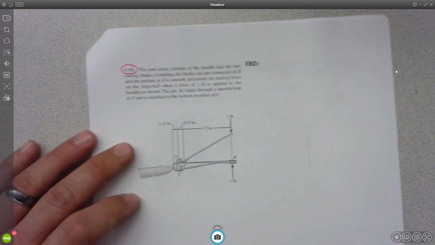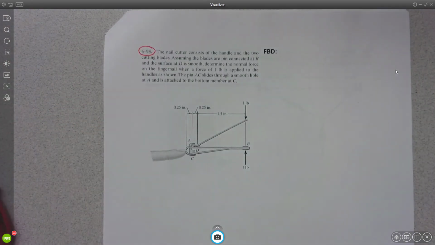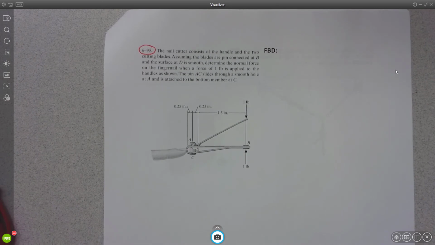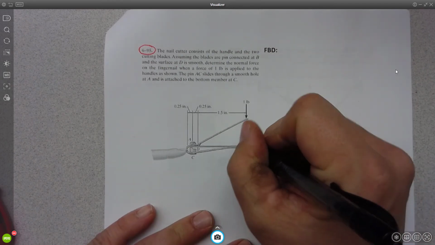10 minutes. So we've got time for maybe one more. Which student's choice? What do you want to see? Frames and machines. You want to do the fingernail clipper? All right. The nail cutter consists of the handle and the 2 cutting blades. Assuming the blades are pin connected at B, pin connected, what does that tell us?